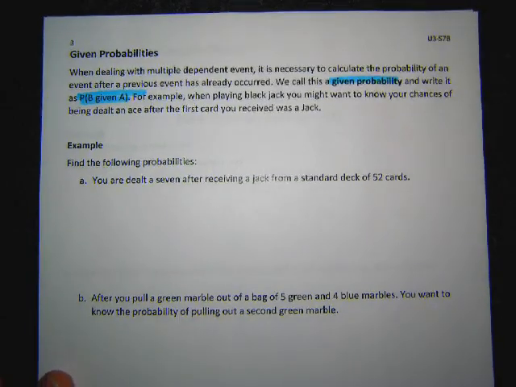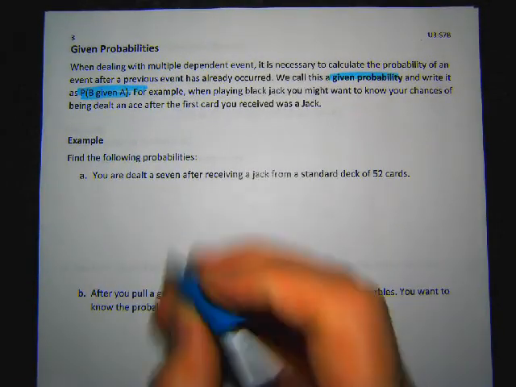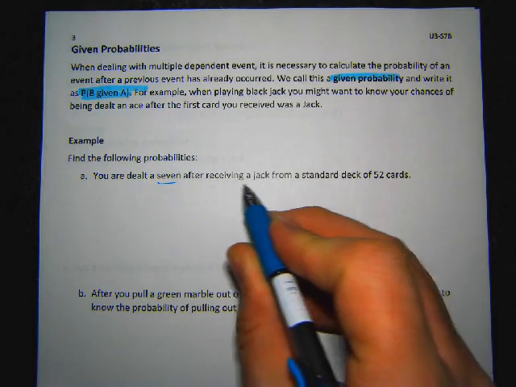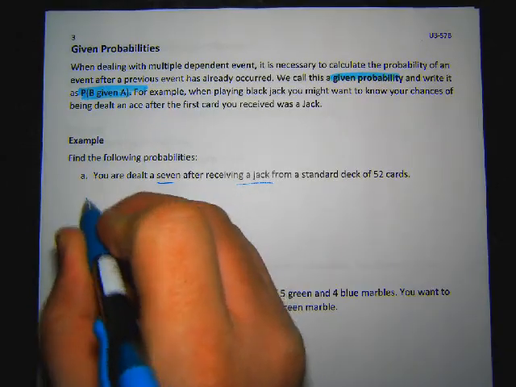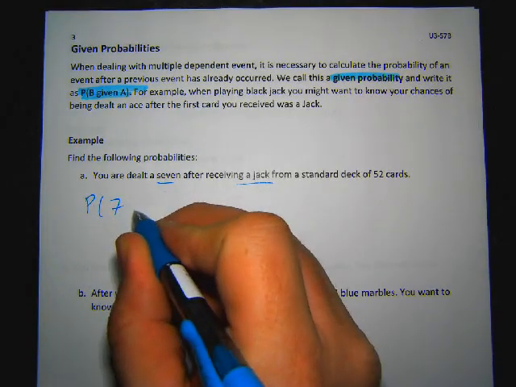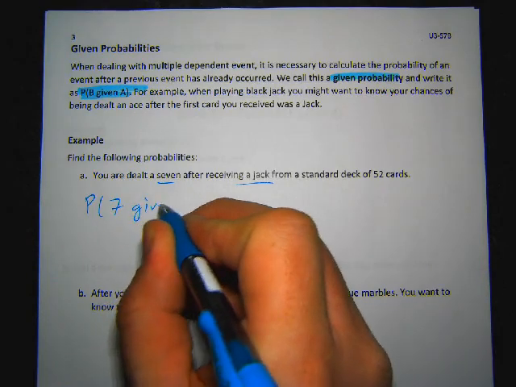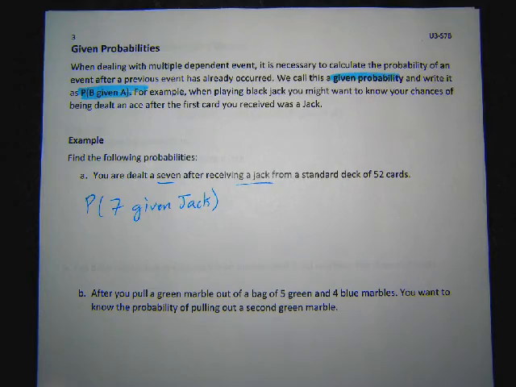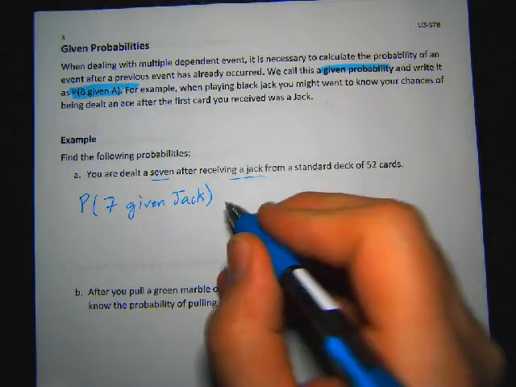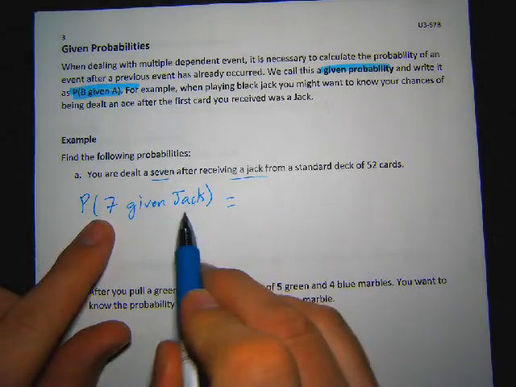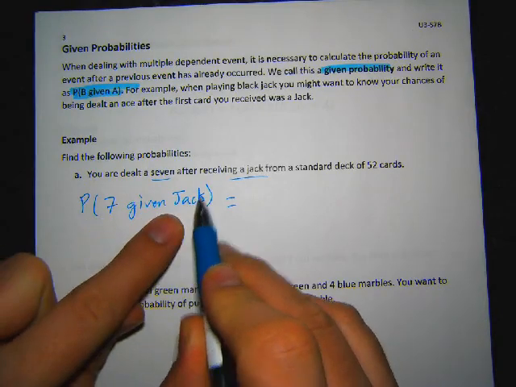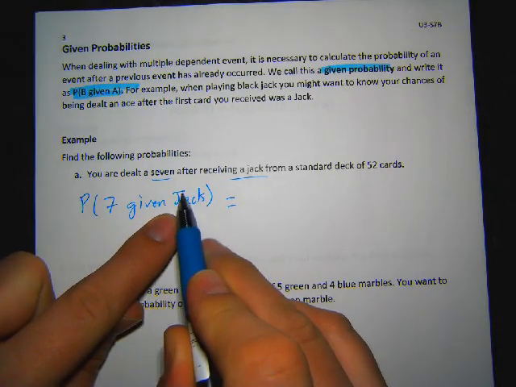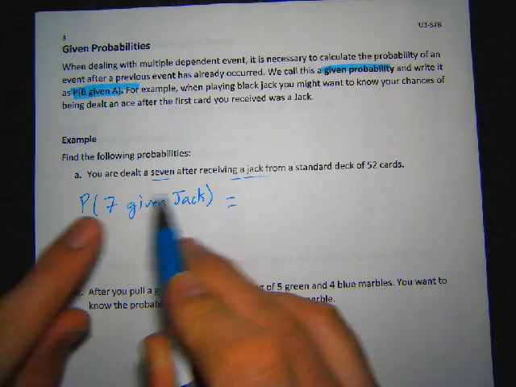So for example, you're dealt a 7 after receiving a jack from a standard deck of cards. We're trying to find the probability of getting that 7 given you already received the jack. That's the probability. So when you do a given probability, you have to think, okay, what are the chances? Well, you assume the first thing was successful. They gave you a jack. That thing happened. So you got a jack. And then you think about how the chances are changing.